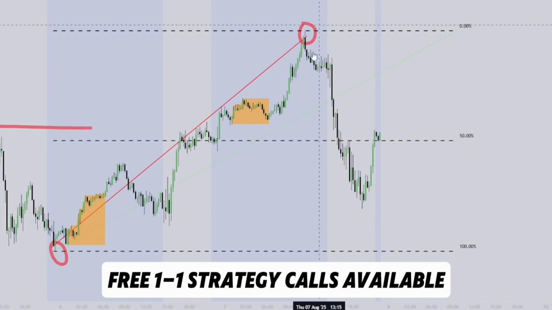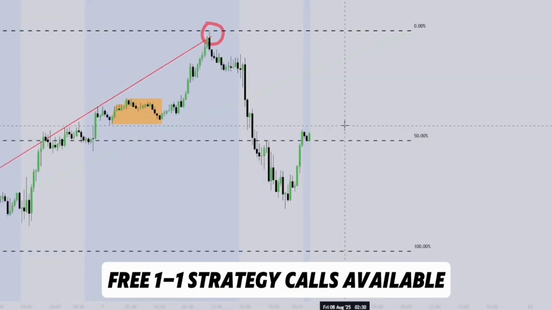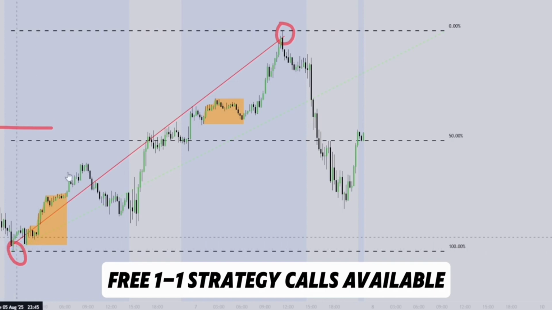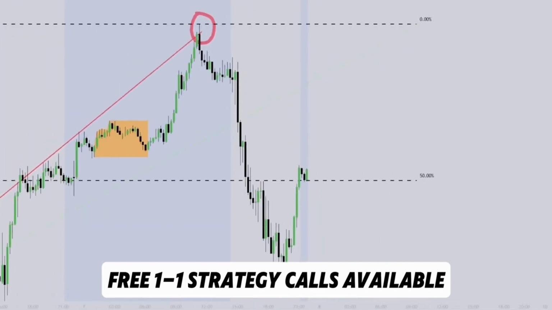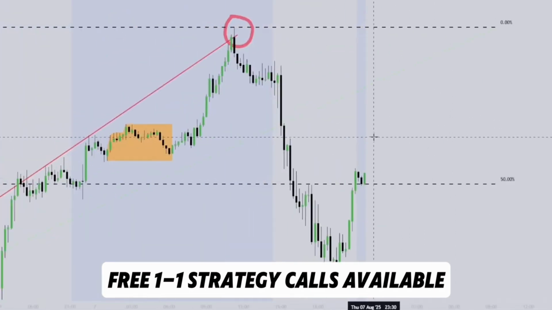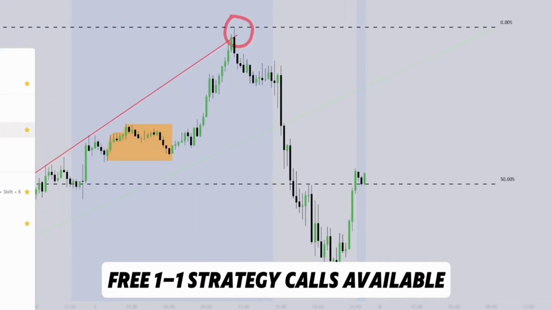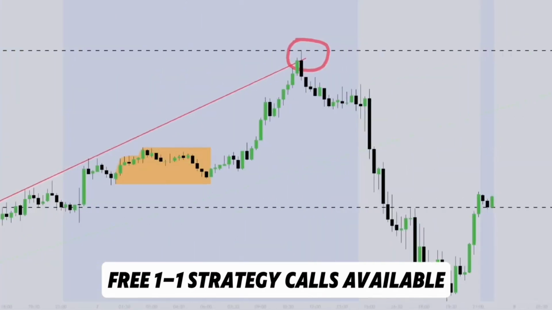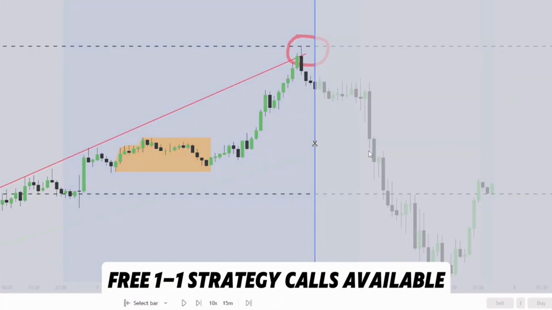Now, once you have that, you project the fib tool from that swing low up to that swing high, and you have what you call your premium and discount arrays. Now, once you have your premium and discount arrays, you then want to find your fair value gaps, right? And this leads on to POI selection.